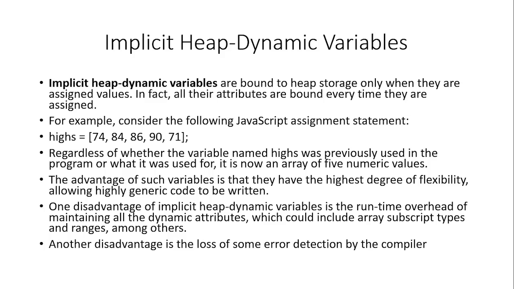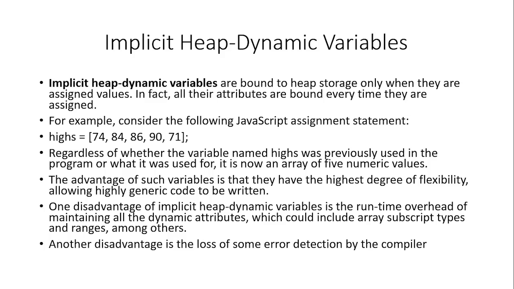The third type is implicit heap dynamic variables. Implicit heap dynamic variables are bound to heap storage only when they are assigned values. In fact, all their attributes are bound every time they are assigned. For example, consider the following JavaScript statement: highs = [74, 84, 86, 90, 71]. Regardless of whether the variable named highs was previously used in the program or what it was used for, it is now an array of 5 numeric values. That is an implicit heap dynamic variable.